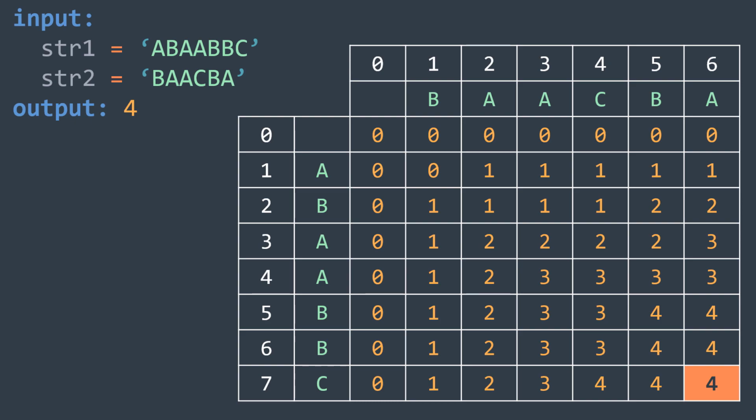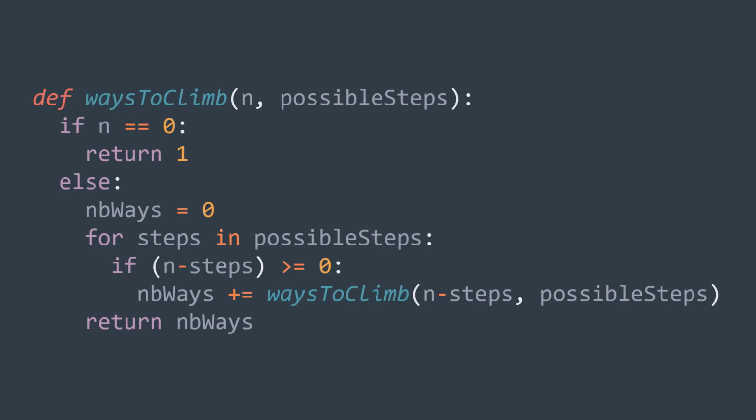You have to know that the dynamic programming solution is a bit harder to find than the one that uses memoization, because you've got to figure out a way to turn your recursive solution into an iterative one that uses dynamic programming. But you'll become better at it by practicing. Now let's move to optimizing the ways to climb stairs solution by using dynamic programming.